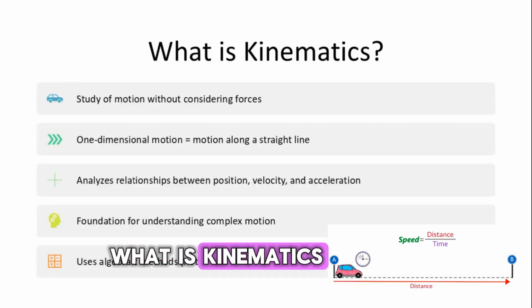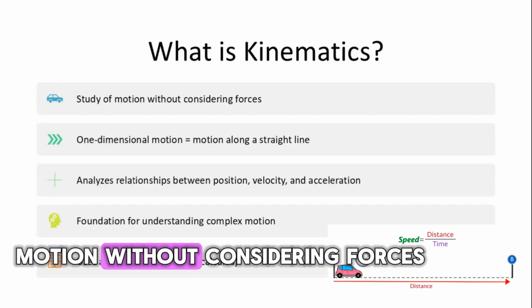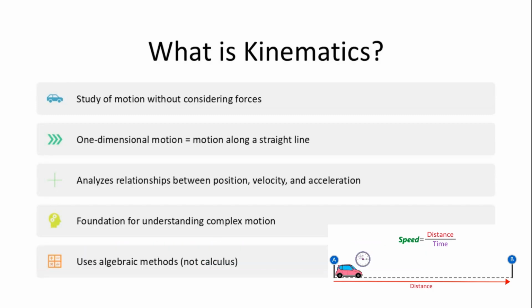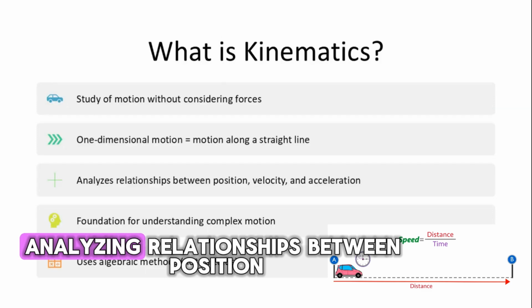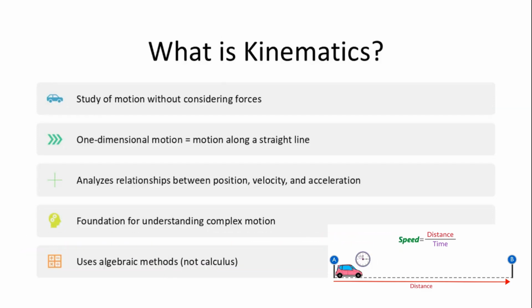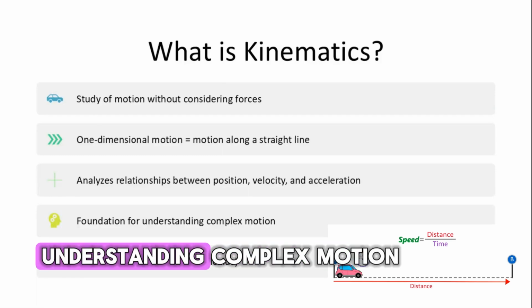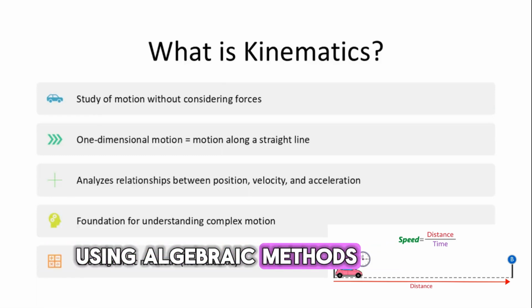What is kinematics? It's the study of motion without considering forces. One-dimensional motion refers to motion along a straight line, analyzing relationships between position, velocity, and acceleration. It's the foundation for understanding complex motion using algebraic methods.